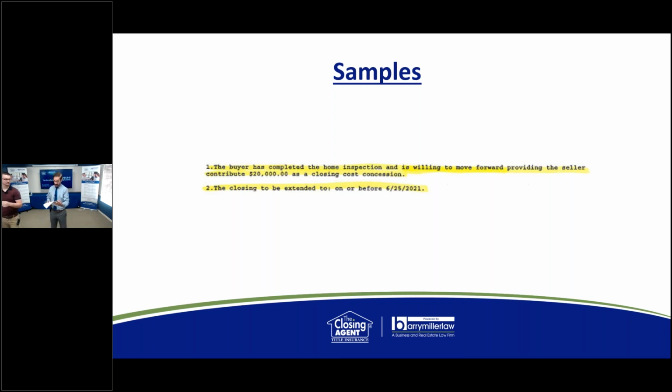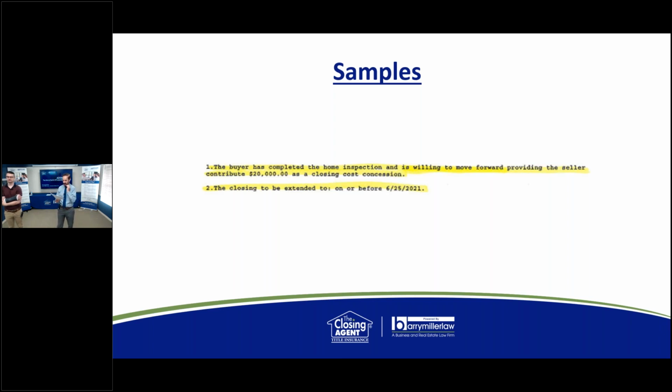First of all, I'm not sure what it means. And is willing to move forward, providing the seller contribute $20,000. I think what they mean is they want the seller to pay $20,000. Now, first of all, closing costs. I mean, you need to be more specific. It should say, what about your prepaids? It should say including prepaids.